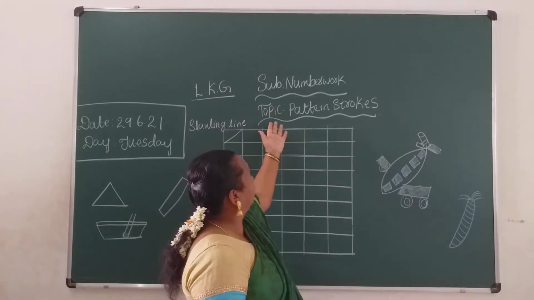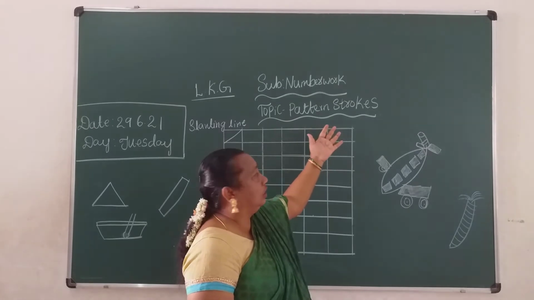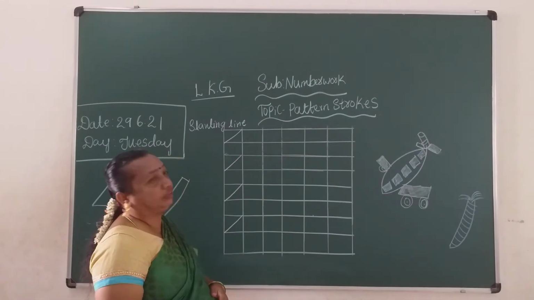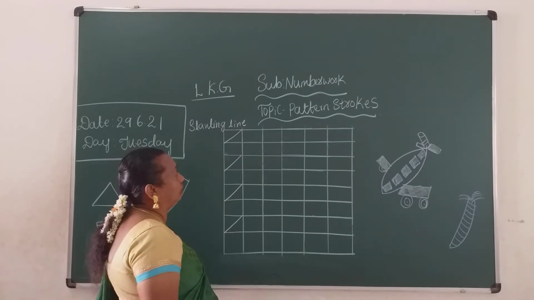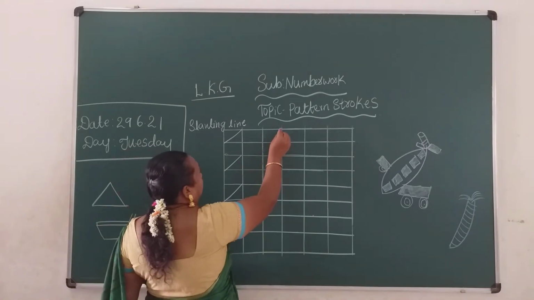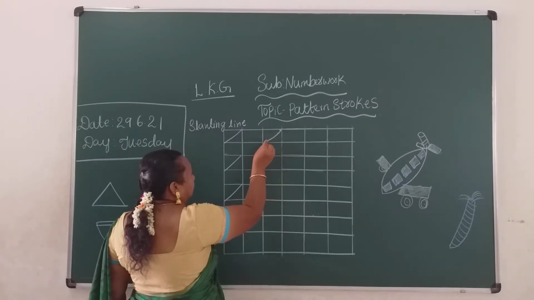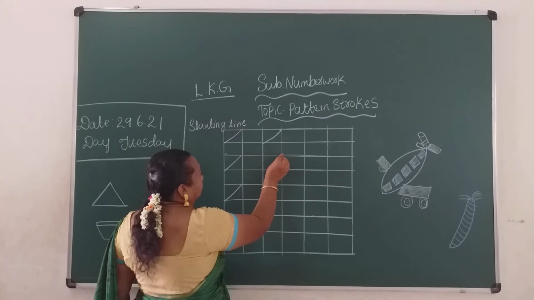Subject number 1, topic: pattern strokes. Last class we wrote the right side slanting line. Today, the left side slanting line. How to write it? First you have to put the dots. See, slanting line. What is it? Slanting line.